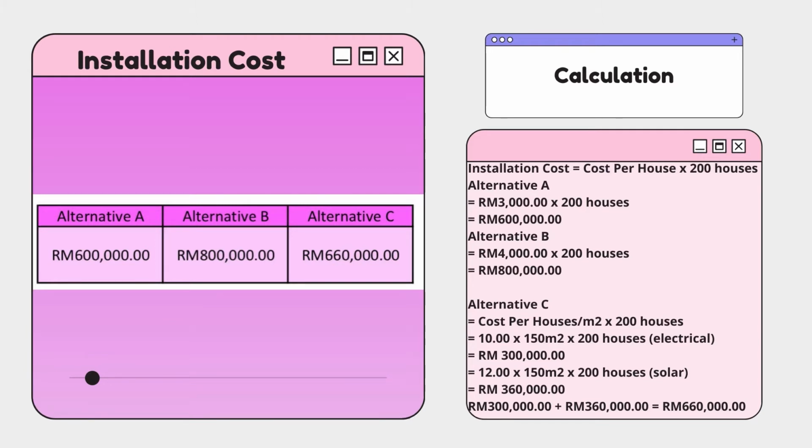For electrical, 10 multiplied by the 150 meter square, which is the average gross floor area of the house, multiplied by 200 houses to obtain 300,000 ringgit. For solar, 12 multiplied by 150 meters square multiplied by 200 houses to get 360,000 ringgit. You add them both together to get a total installation cost for alternative C of 660,000 ringgit.